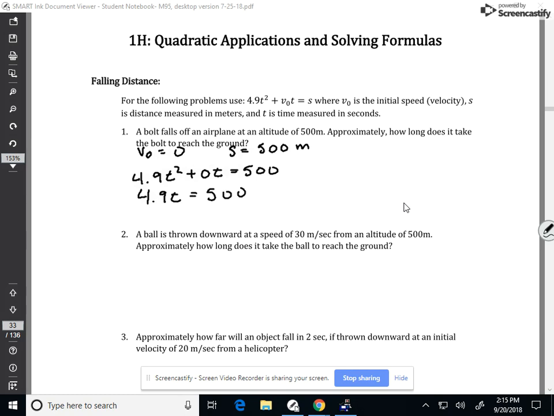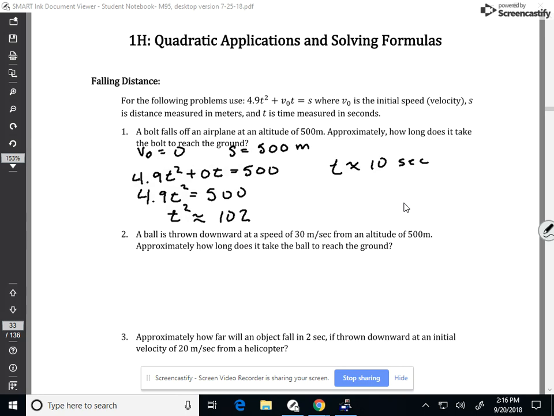Okay, and if I divide by 4.9, this is t squared, I get t squared is approximately equal to 102. And taking the square root, I get t is approximately equal to 10 seconds. Now, normally when we take the square root, we would consider the positive and the negative root. However, we don't allow for negative time, so we only actually need our positive time. So again, approximately how long does it take for it to reach the ground?